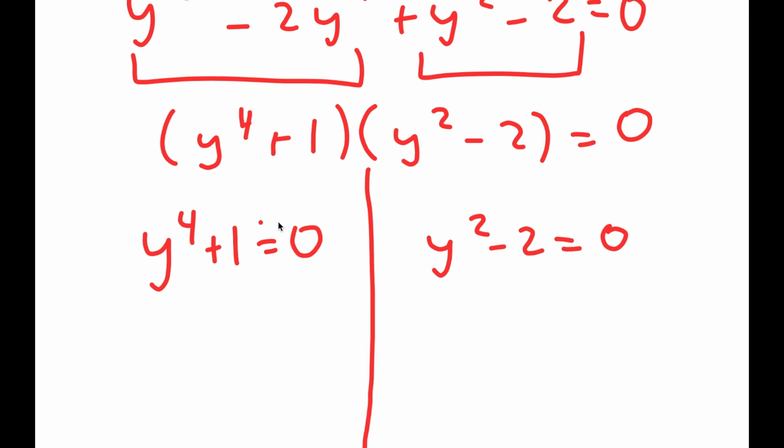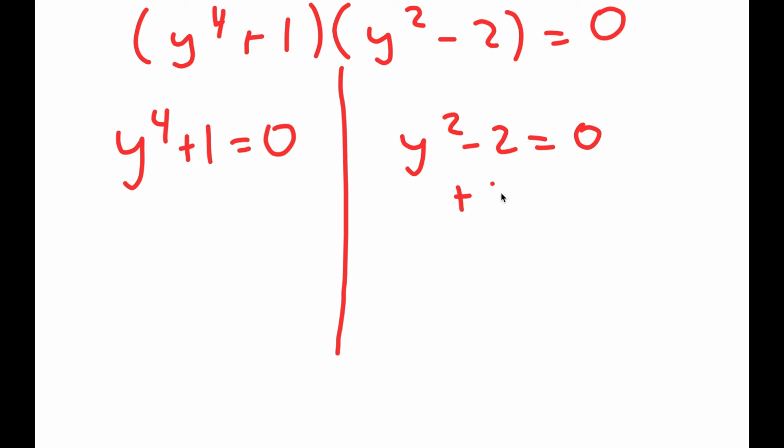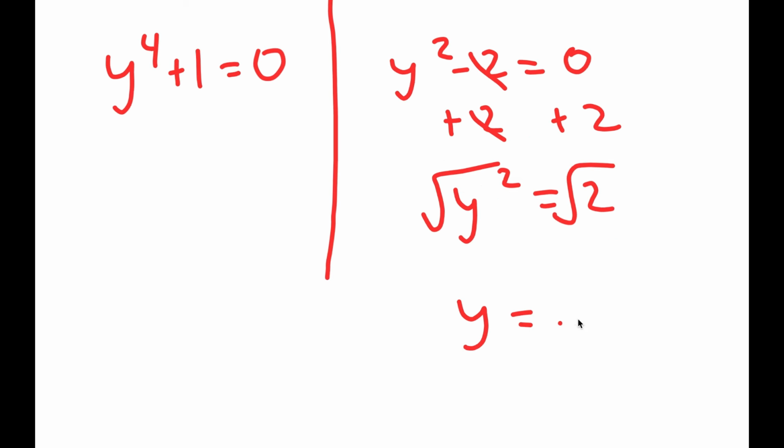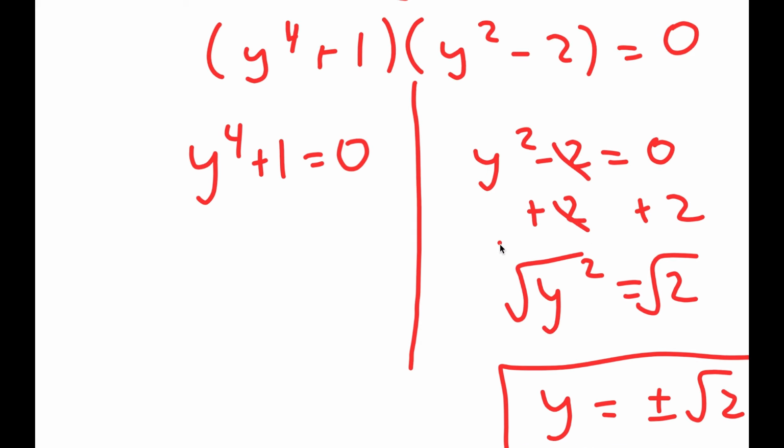So for y squared minus 2 equals 0, all I have to do is add 2 on both sides, and I get y squared is equal to 2, and if I take the square root, I get y is equal to positive negative square root of 2. So this is my answer for this. These are two solutions, and for two more solutions, I'm going to rewrite this as y to the power of 4 is equal to negative 1.